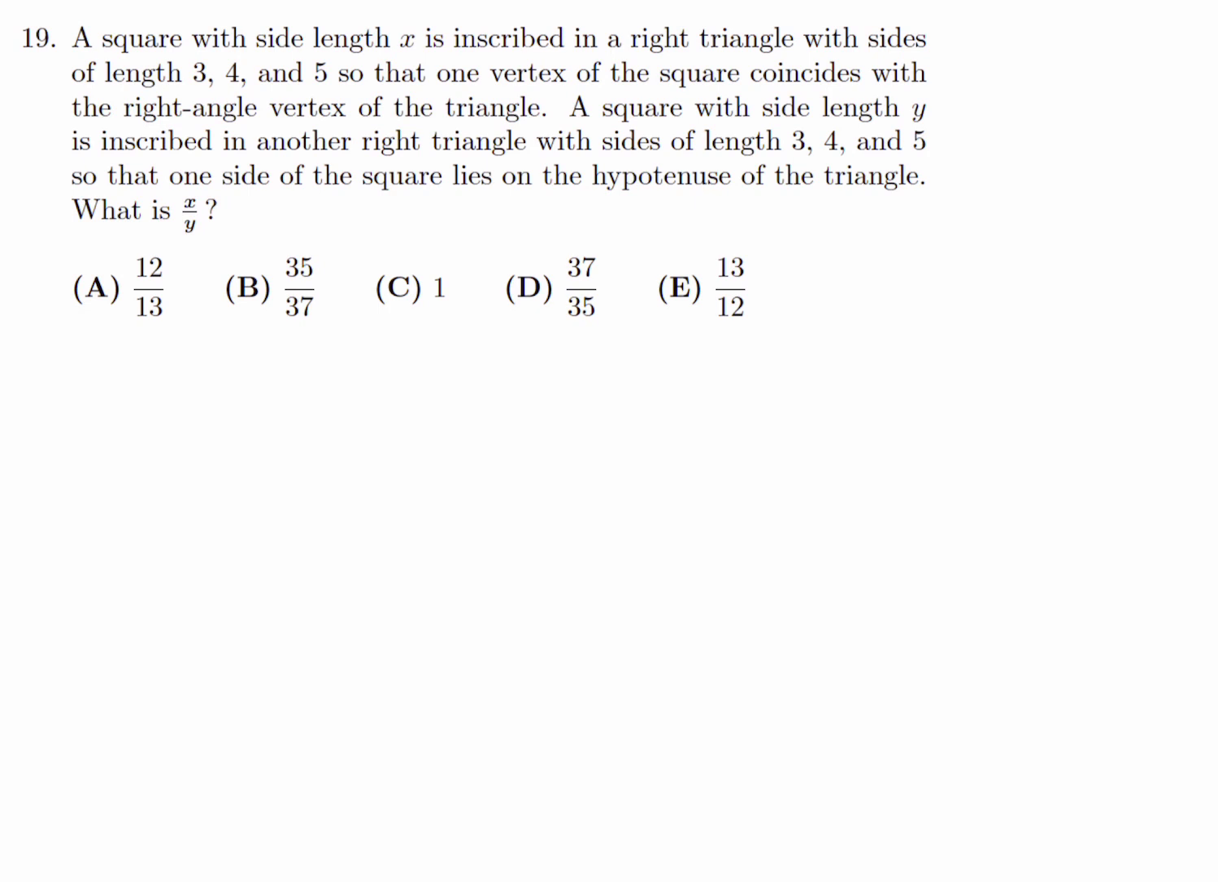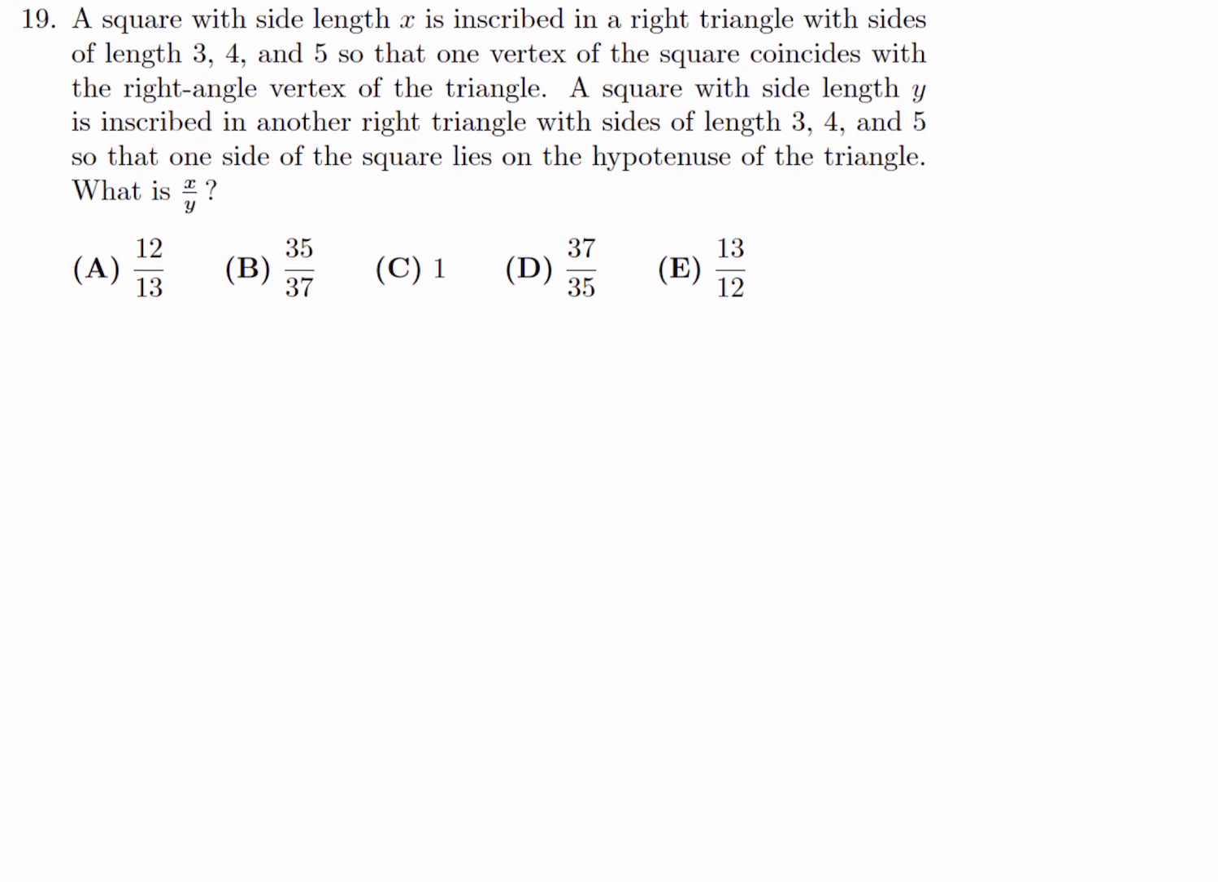A square with side length x is inscribed in a right triangle with sides of length 3, 4, 5, so that one vertex of the square coincides with the right angle vertex of the triangle. A square with side length y is inscribed in another right triangle with side lengths of 3, 4, 5, so that one side of the square lies on the hypotenuse of the triangle. What is x over y?